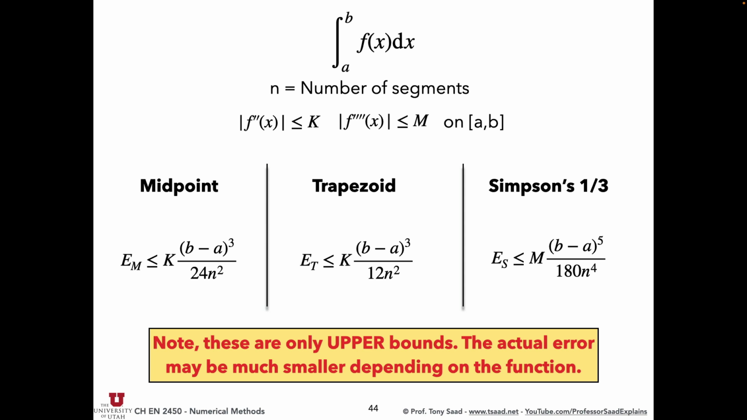And if n is the number of segments, you're integrating f of x between a and b with n segments. So this is the composite rule. You have 15, 20, 100 intervals. And if f double prime, the second derivative, is bounded by some value k, however the function is changing between a and b, what this means is that the second derivative or the third derivative or the fourth derivative, the maximum value of that is some fixed finite value. That's all you need to know.